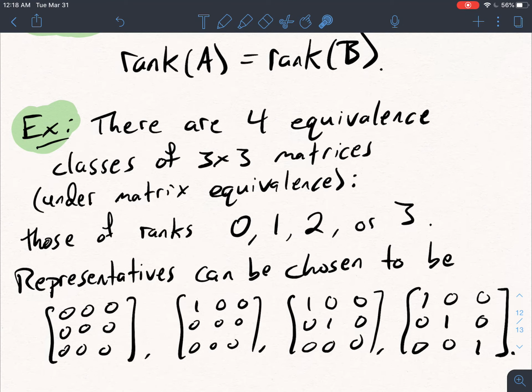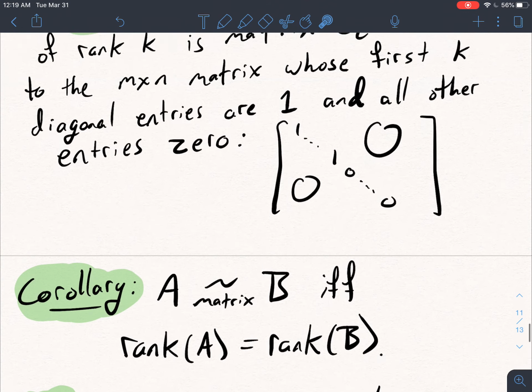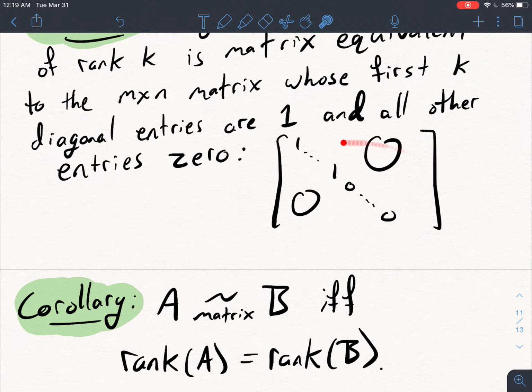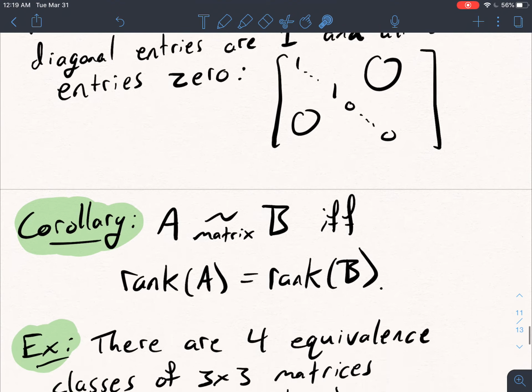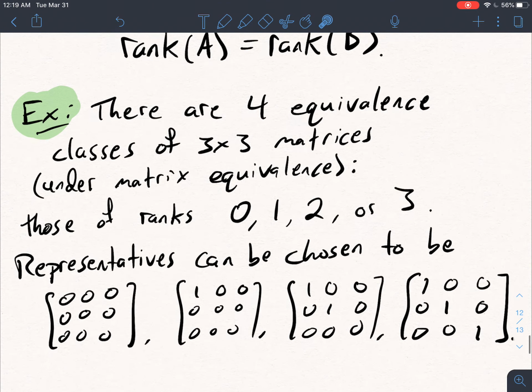So representatives can be chosen to be the 0 matrix, all zeros except a 1 in the first entry. You could have 2 ones along the diagonal and zeros everywhere else, or you could have the identity matrix. And these are all just exactly what this matrix here is representing just for the 3 by 3 case, and they're representing ranks 0, 1, 2, and 3. So hopefully that made sense.